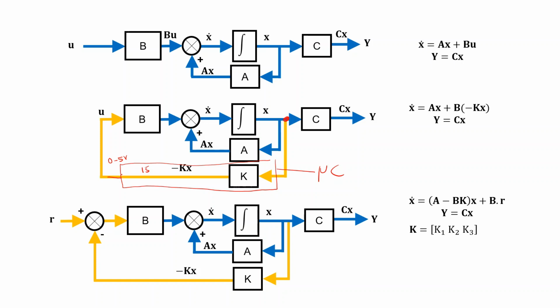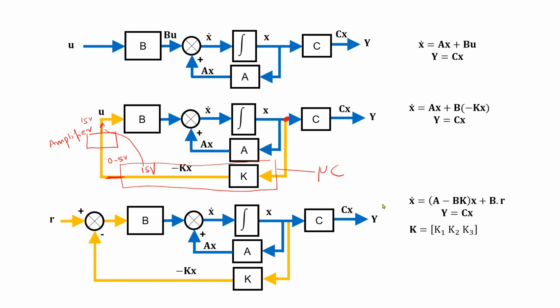So first, the microcontroller cannot give a large output, so we will put some amplifier here, which will boost up the output to 15 volts, because minus Kx is coming out to be 15 volts, for example. Then this 15 volts will be given with the help of the amplifier to the system. So this is how we do pole placement.